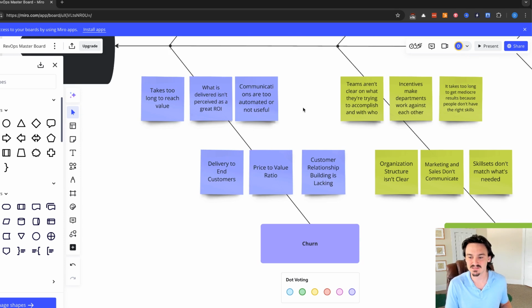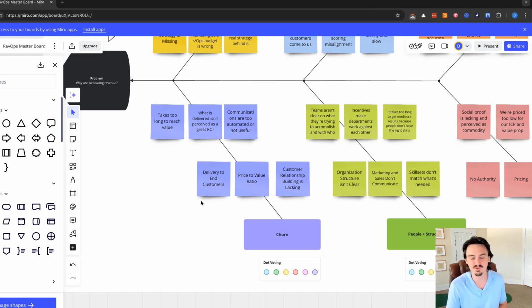And then last but not least, the other root cause or the main cause that we look at for revenue leakage is churn. So we have delivery to end customers, price to value ratio, and customer relationship building is lacking as root causes. And then the highlighted root causes for each of these: delivery to end customers, it takes too long to reach value. And so if you are working with someone and it takes 6 months for them to see any benefit from spending money with you, it's going to be very hard to keep them on board.